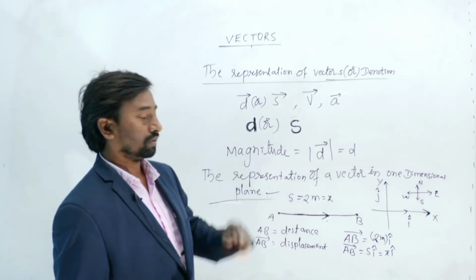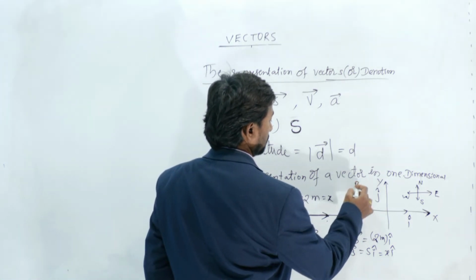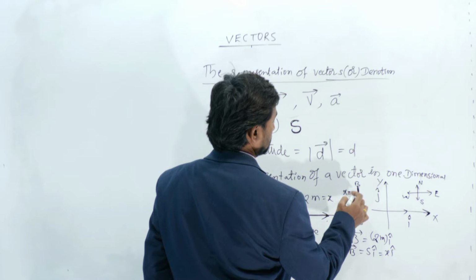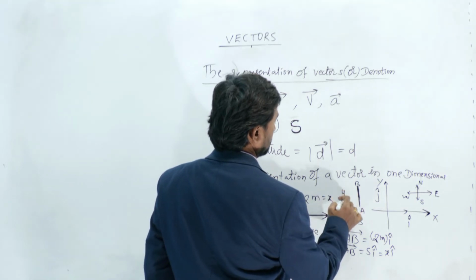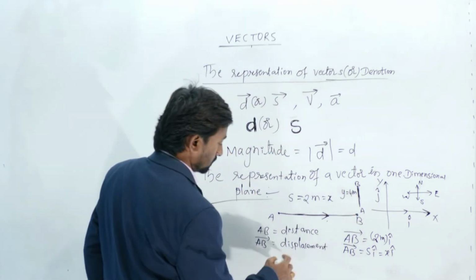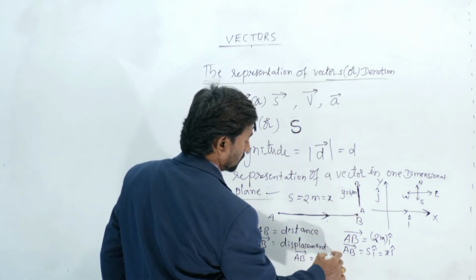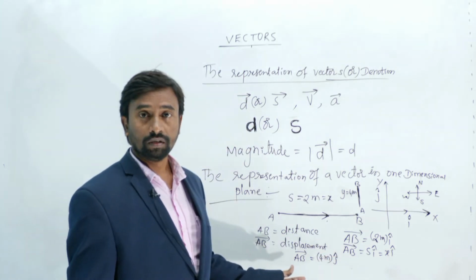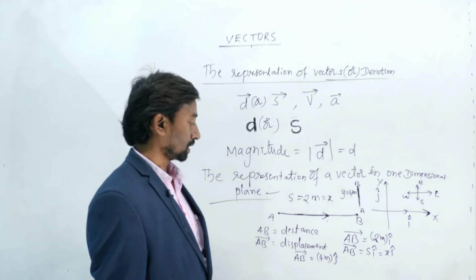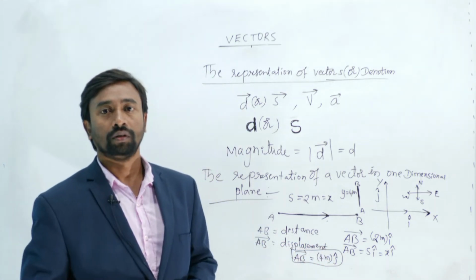Suppose the body is moving along the y axis. Let us consider the body is moving from A to B, traveling a distance of, let us consider, y is equal to 4 meters. Then the vector representation can be written as AB bar is equal to the magnitude, 4 meters, into the unit vector. We should multiply the unit vector, so that gives the vector representation. This is AB, and here 4 meters into j cap. So this gives the representation of a vector in one dimensional plane. Understood, no?